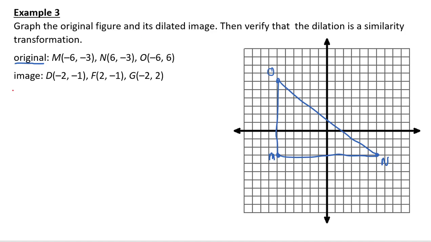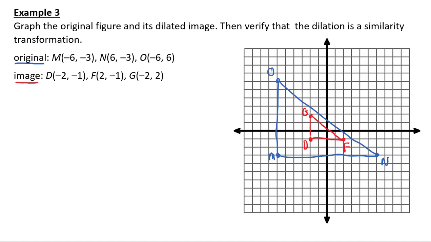Okay, and then we'll do the other one in red just so it's easier to see. D is (-2, -1), so 1, 2 in the x direction and -1 in my y direction. Then the next point is (-2, 2). And so that was D, F, G. Okay, so let's look at some sides here.